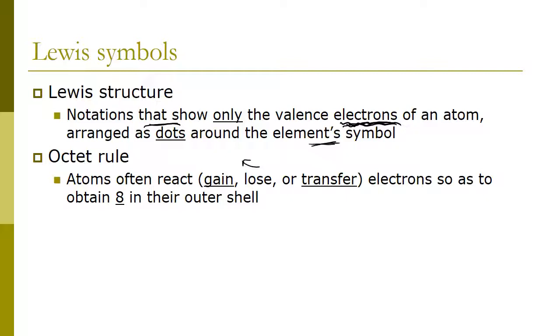To do this, we're going to follow what's called the octet rule. Wow. So let's go back to your Greek knowledge here. What does that prefix oct mean? Well, of course, it means 8. So what this states is that we find that atoms tend to react. They can gain, lose, or transfer electrons because they want to have 8 in their outermost shell, in that valence shell. So let's look at a few examples.